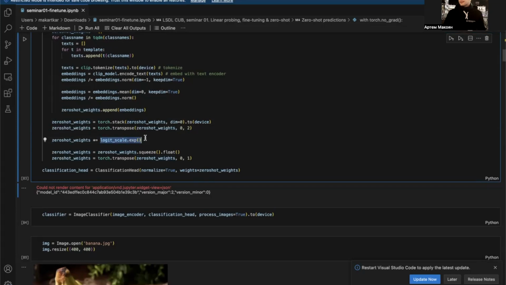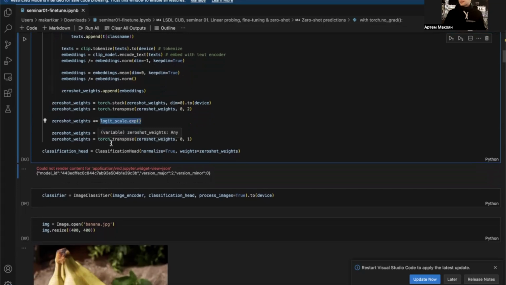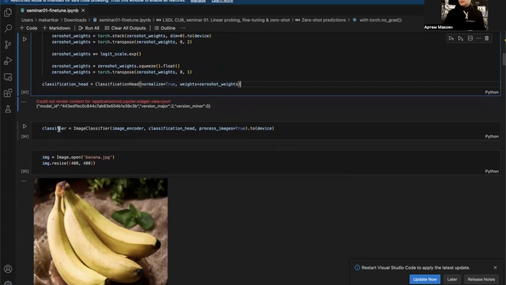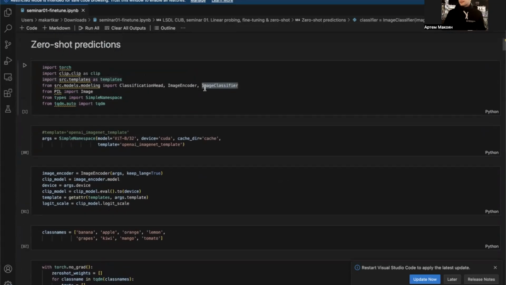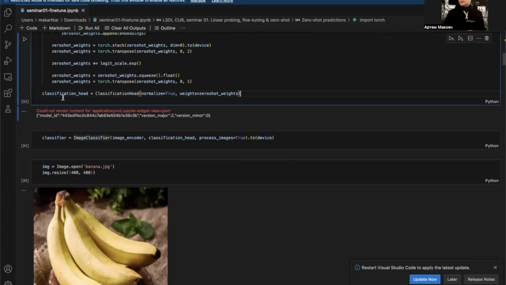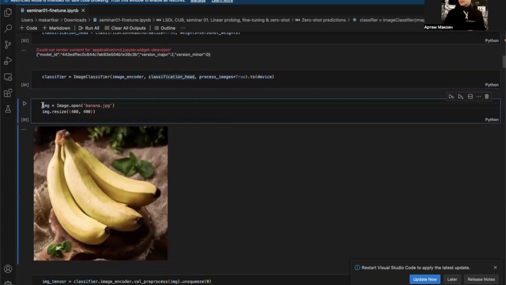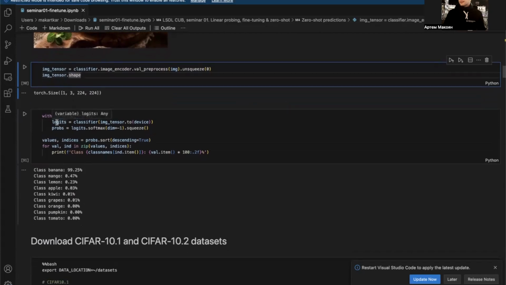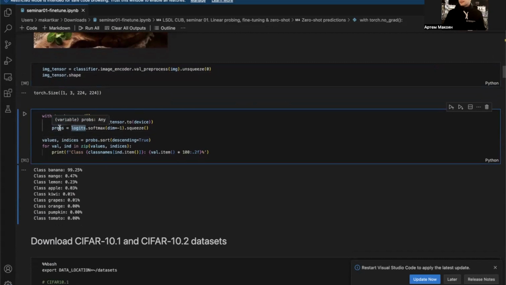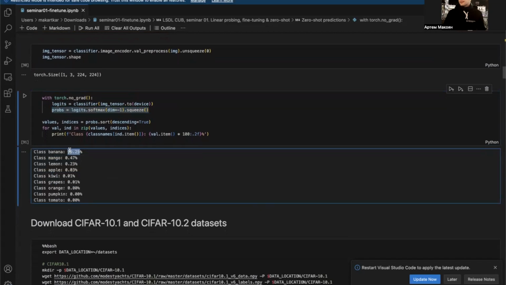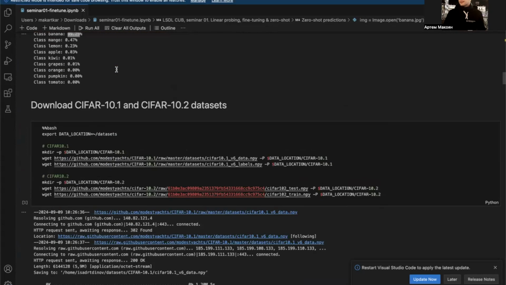Of course, we also use the logit scale. It's divided by t, as I said. And that's all. We have a classification head with our matrix. So it's not very hard to do. Then we use the image classifier from CLIP from this GitHub. In fact, it takes a CLIP image encoder and the classification head that we passed. We use an image of a banana, process it into a tensor, and make a prediction. We get logits from the classifier and apply softmax because we want to see probabilities, not only the result. And after we can see that we have probabilities for each class. The probability of banana is 99%. So it is a banana. So this is how we can work with it.